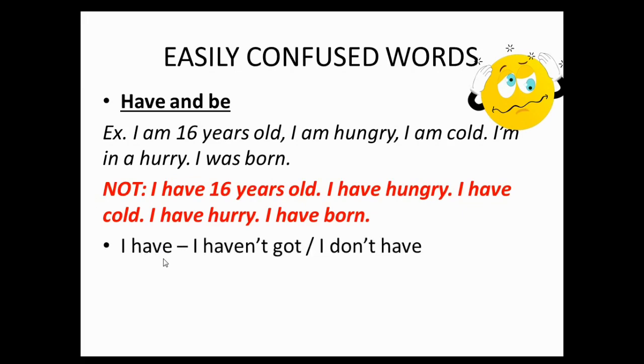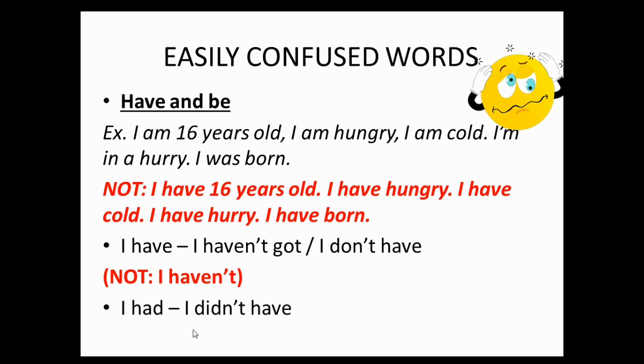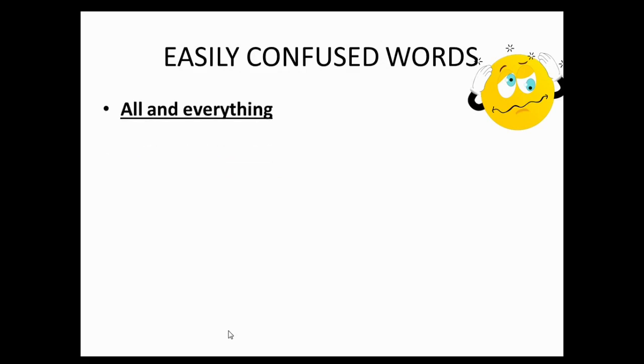I have is the affirmative form. The negative is either I haven't got or I don't have. We don't say I haven't. You need to add got, for example. The past is I had, and the negative form is I didn't have. We don't say I hadn't. Again, be careful with that.